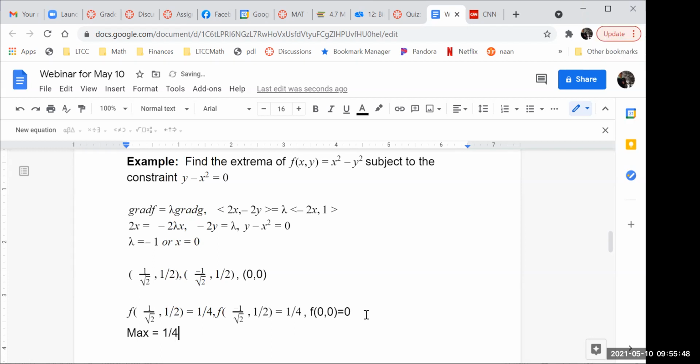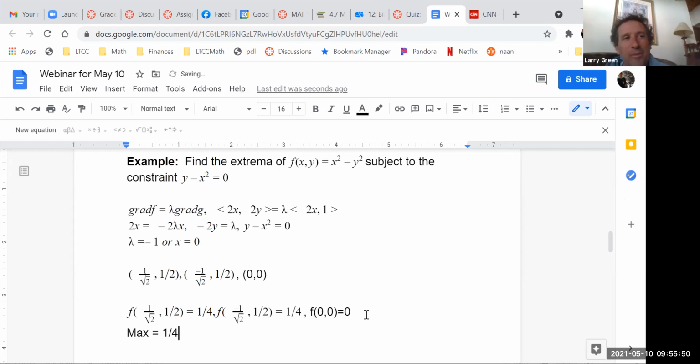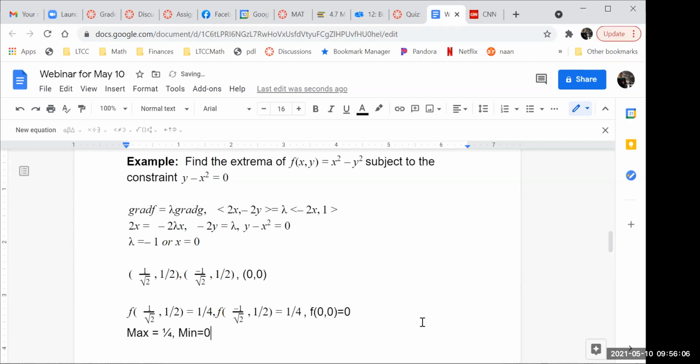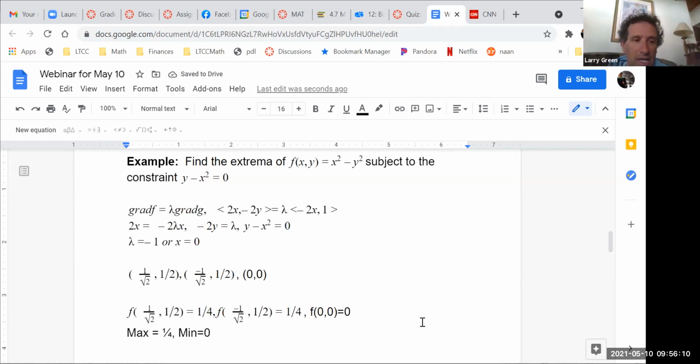And then if I ask you where is the max, that would be 1 over root 2 comma half. If I ask you what is the max, that's 1/4. It's English. So that's the max. The min is? 0. Min is 0. Any questions at all on using Lagrange multipliers to come up with this?